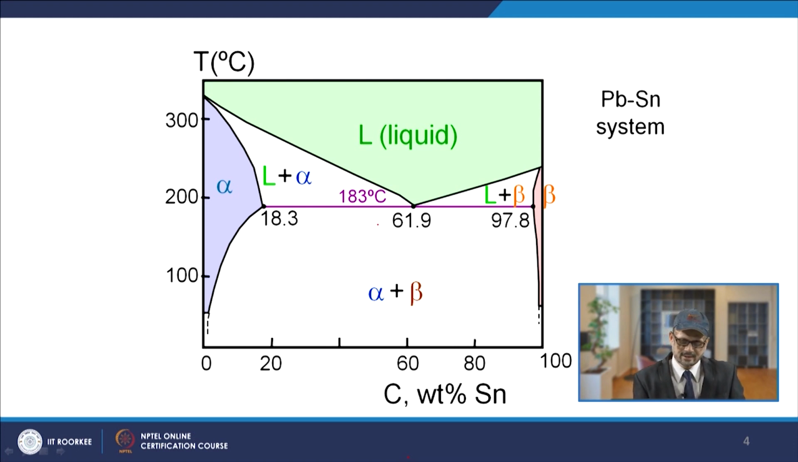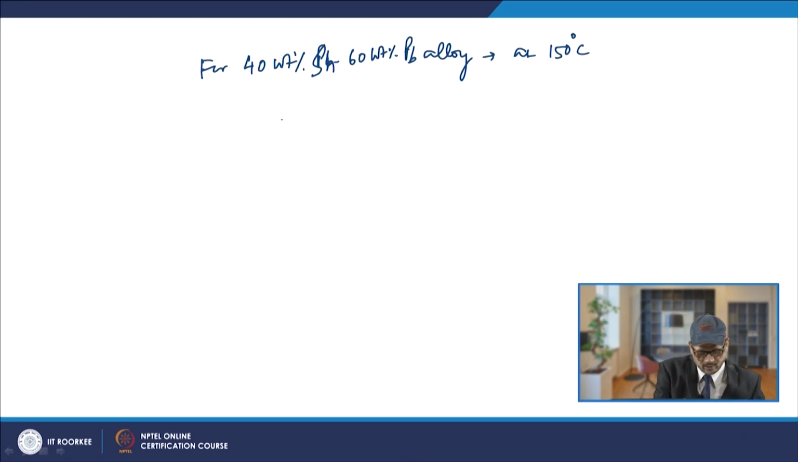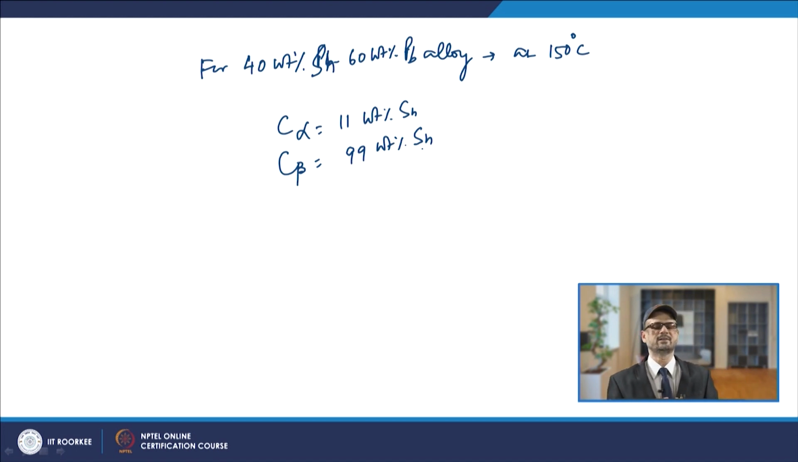Now, in this case, this is your 60% Sn. You are going to have the value of C alpha, and if you try to find it, you will get somewhere close to 11 weight percent of tin. So you will have C alpha as 11 weight percent of tin, and similarly C beta will be 99 weight percent of tin. So you can find the relative amount of each phase, and if you try to find the weight of alpha, as you know, when we talk about the weight we are taking into account the lever rule. So you will have C beta minus C naught.